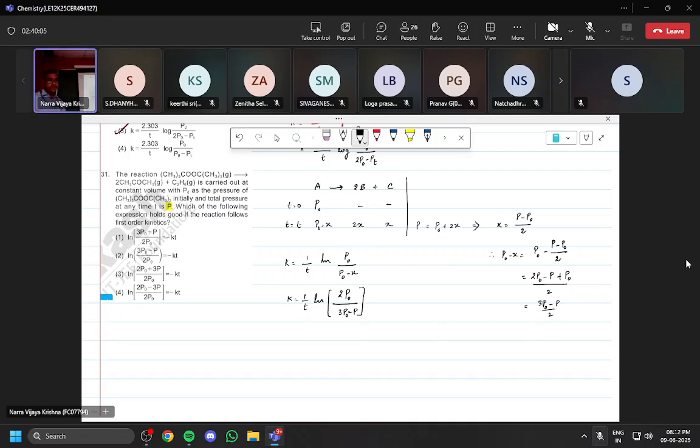So what is the equation? But they gave minus, so take the reciprocal. So minus KT equal to log 3 P naught minus P upon 2 P naught. So what should be the answer? Second option. Same idea or not?